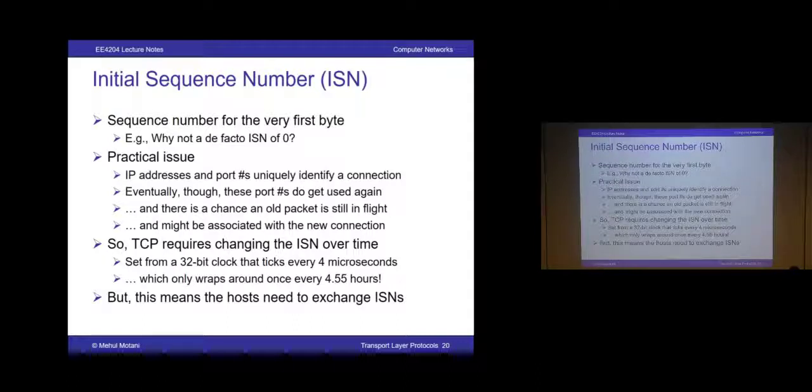So it will eventually repeat. This shift register sequence will repeat, but the repetition period depends on the initialization as well as the length, the number of shift registers. The way they've designed this, it wraps around: it's a 32-bit clock that ticks every 4 microseconds. Its period is 4.55 hours. The idea is that this is long enough for any old flow to clear the network.